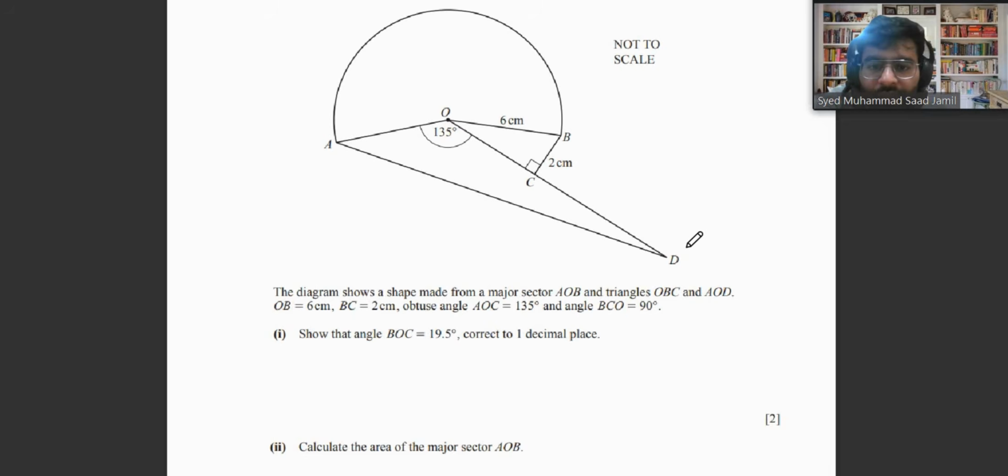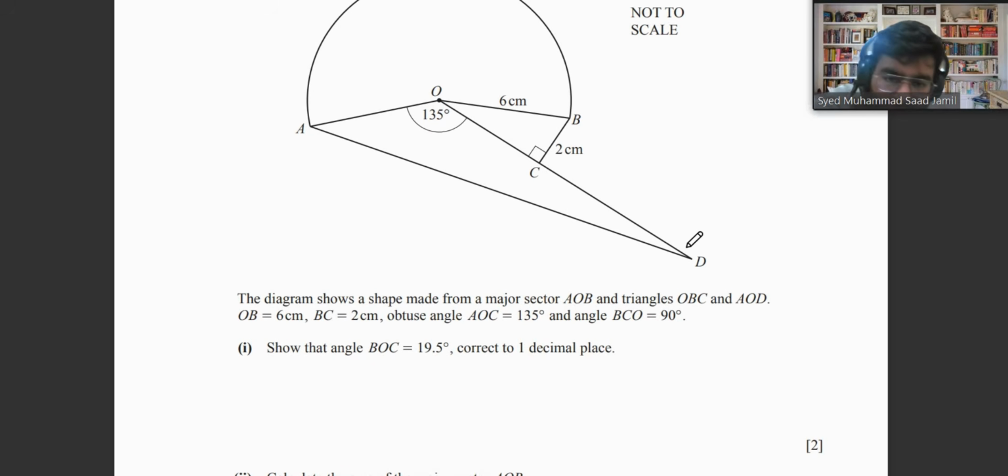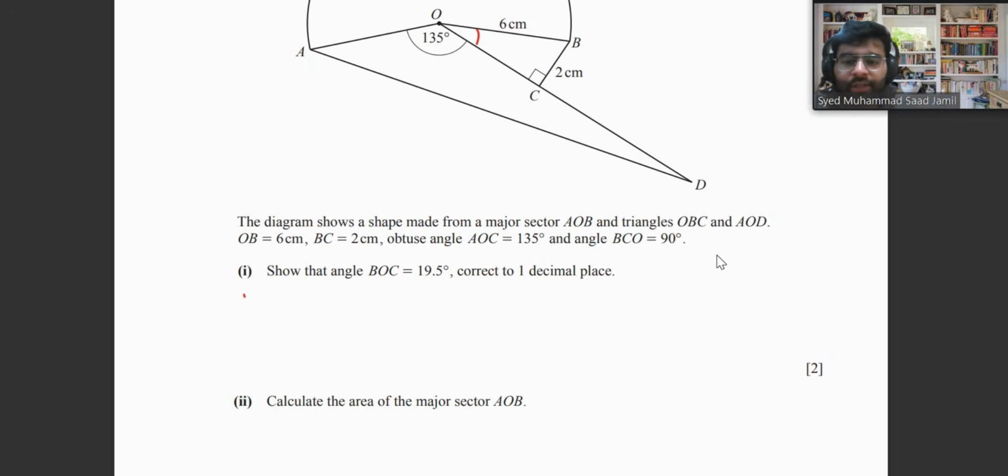So now the question says the diagram shows a shape made from a major sector AOB and a triangle OBC, and AOD and OB is this, and BC is 2, and obtuse angle is 135, and BCO is 90. Show that BOC, this angle, is 19.5.